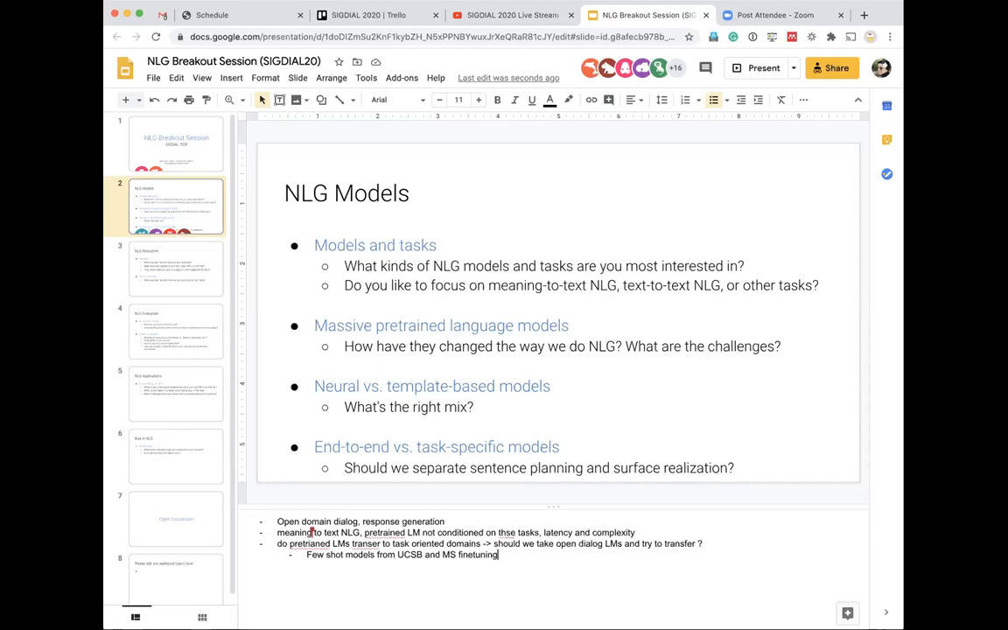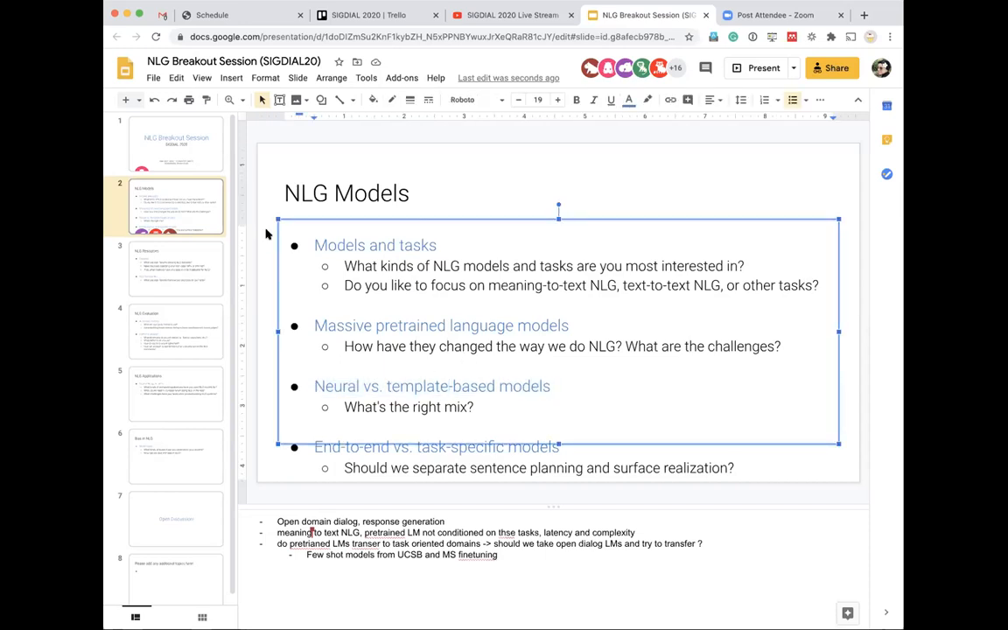Any other thoughts here on pre-trained models? Have other people tried to use them for their tasks? Or what kinds of models and architectures are people mostly working with? Okay, I will move on a little bit.